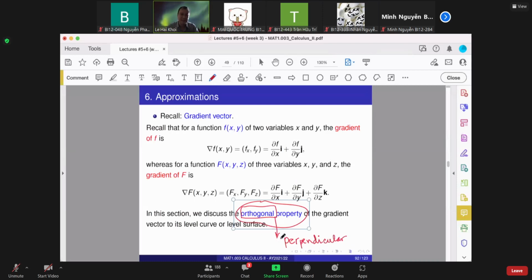Right? This is the same, which is vuông góc in Vietnamese, or Hán Việt là trực giao. But we say this one, okay? So now we look at these properties relative to function of 2 and 3 variables.